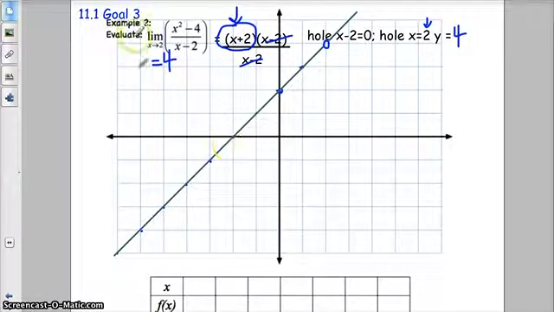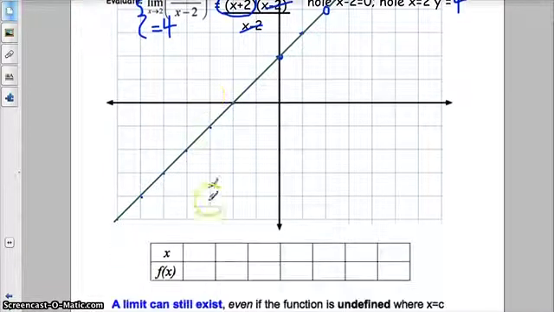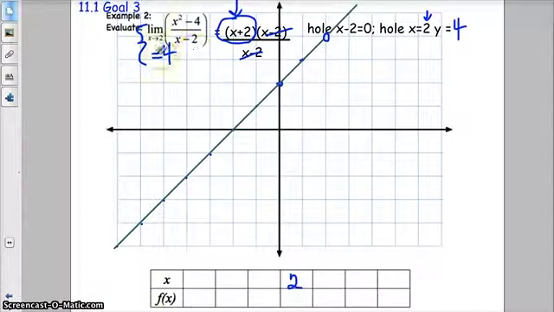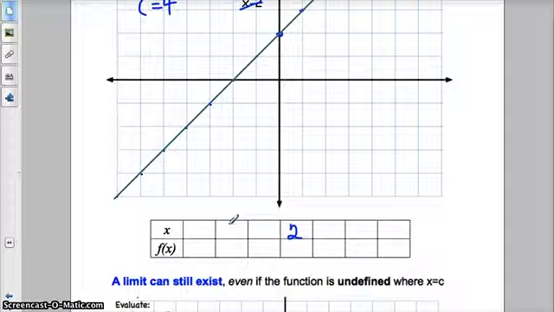So let's use our table and see if we come up with the same limit. Come down to our table, and I'm going to go over to the middle and put positive 2. That's the value that we're finding the limit as x approaches. Remember, we're looking for values very close to 2. So we want 2.001, 2.01, and 2.1 to the right.